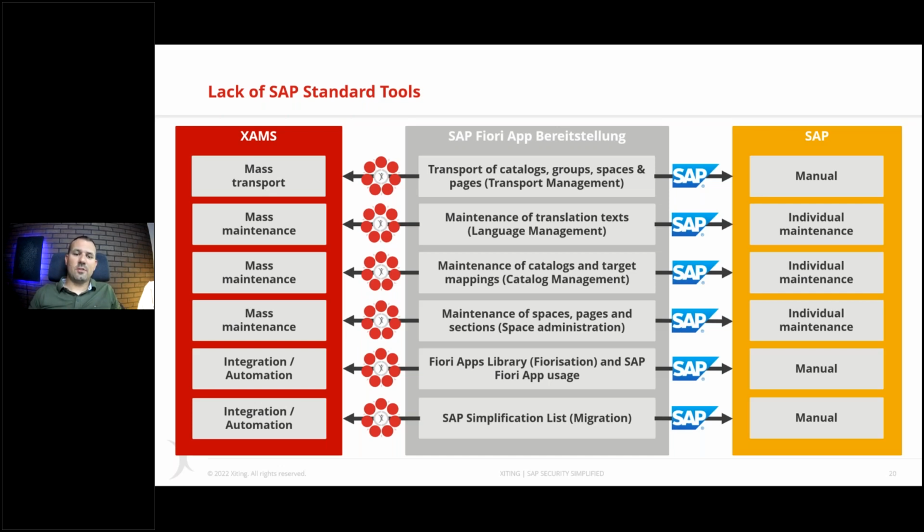We can have mass features for all of that, whether it's transporting, as I was showing, or mass translation, another big topic. How do we translate if we have a lot of apps that need to be translated, catalogs, pages, spaces that need to be translated? We have the tools for that. Upload, download, just upload a file from Excel, it processes it, done. The same when it comes to creating catalogs, changing catalogs, deleting catalogs, creating, changing, maintaining spaces, pages, groups. All that can be done with our tools.